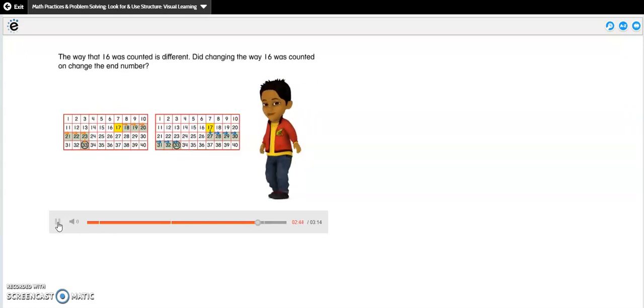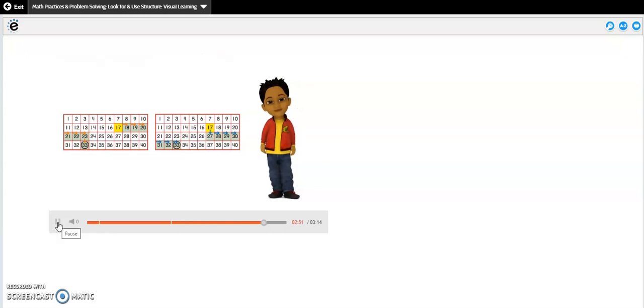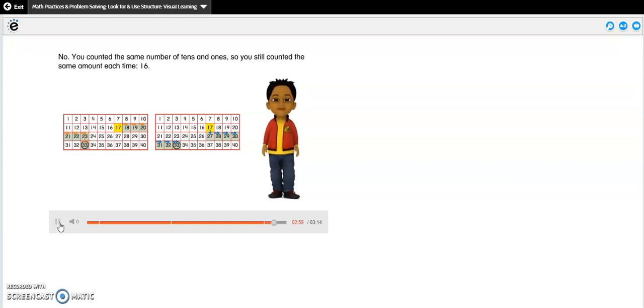The way that 16 was counted is different. Did changing the way 16 was counted on change the end number? Let's look at our end number. Is it the same? The end number is the same. The end number did not change. So even though we counted in two different ways, our beginning number was the same and our end number was the same. So our numbers didn't change. No, you counted the same number of tens and ones, so you still counted the same amount each time, 16. Both ways end at 33.